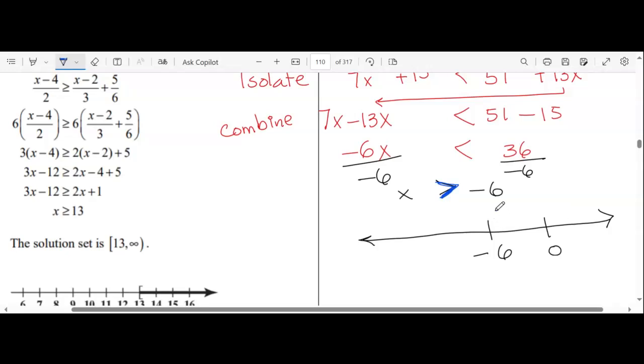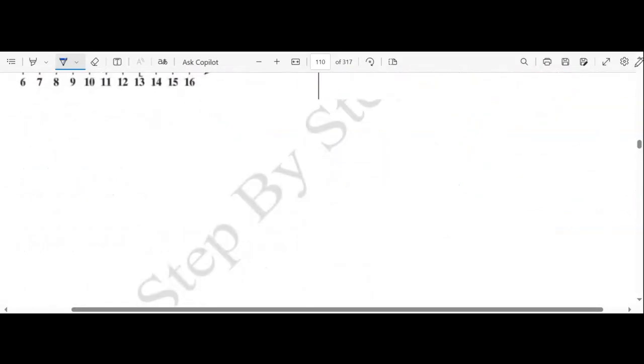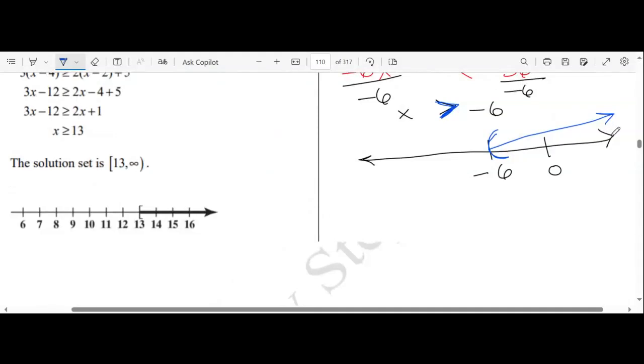So it's going to be open, and it's going where? Positive infinity. So your final answer will be what? Negative 6 to where? Positive infinity. That's your interval notation. Easy?